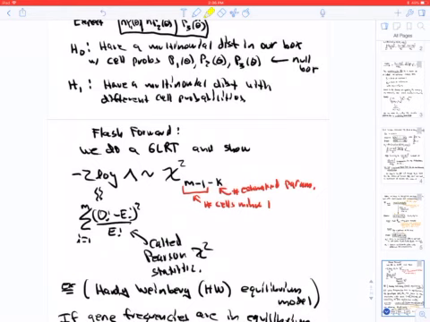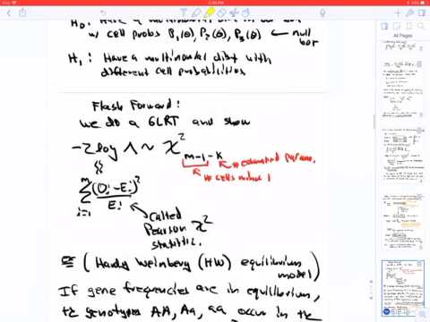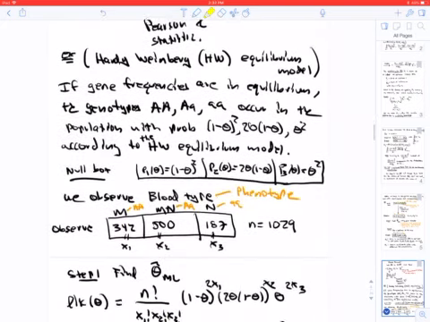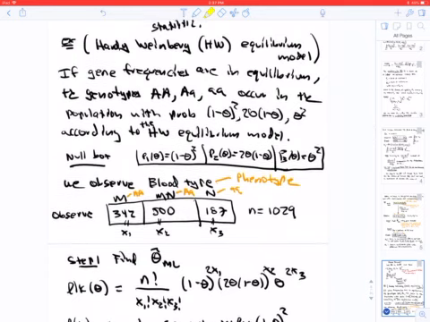Flash forward, we do a GLRT, and we're going to show that minus 2 log lambda is approximately chi-squared with m minus 1 minus k degrees of freedom. And minus 2 log lambda is going to be approximately the chi-squared statistic, called the Pearson chi-squared statistic.